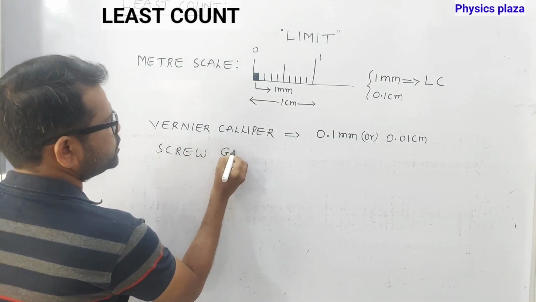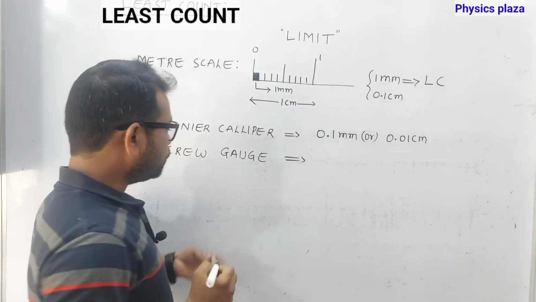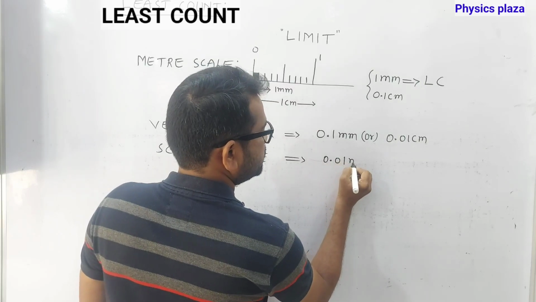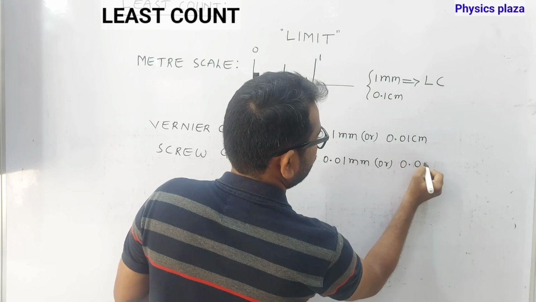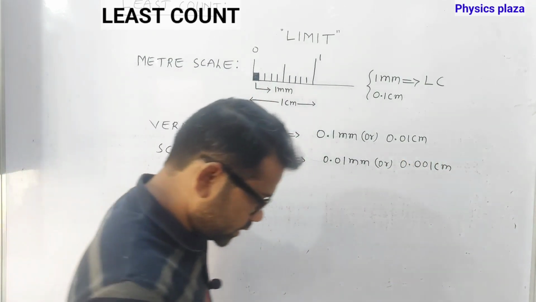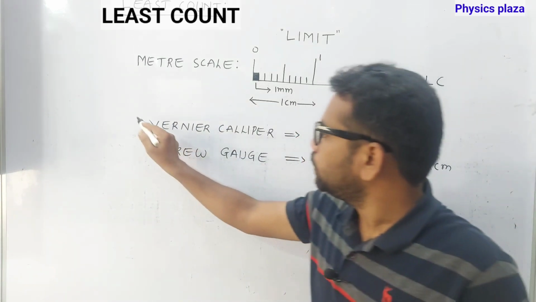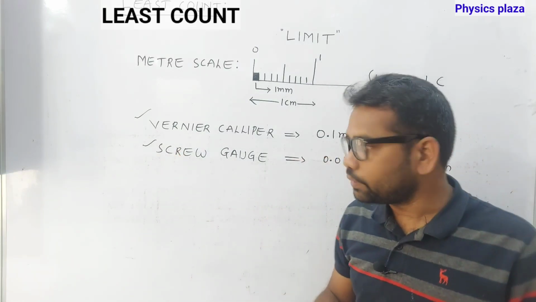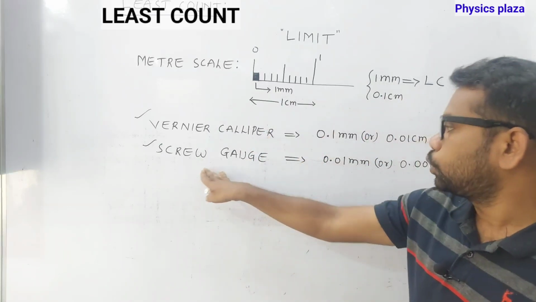Screw gauge, different people will spell it in different ways, it's not a matter. With the help of the screw gauge, children, we can measure up to 0.01 millimeter, or the third decimal part, that is 0.001 centimeter. Is it clear? So according to our syllabus, we will discuss vernier calipers and screw gauge. In today's class, we will focus on vernier calipers. In the next classes, we will discuss the screw gauge.